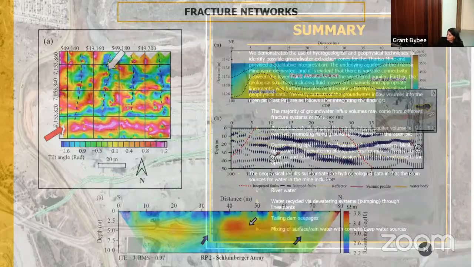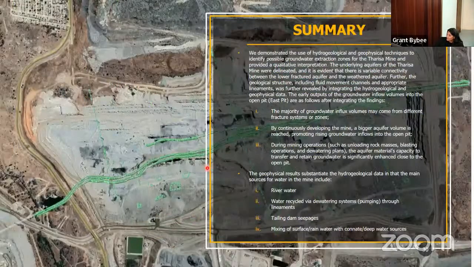Then in summary of our results, what we did is that we showed that there were hydrogeological and geophysical techniques that can be used to identify our groundwater extraction zones and delineate various lineaments that can be used possibly to see what the connection between our upper and lower aquifer are. And what we found was that the majority of our groundwater influxes came from different fracture systems or zones.